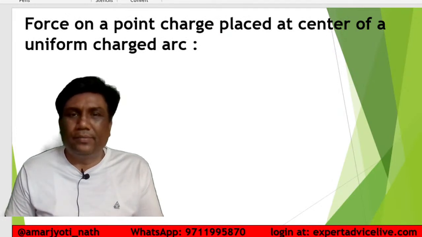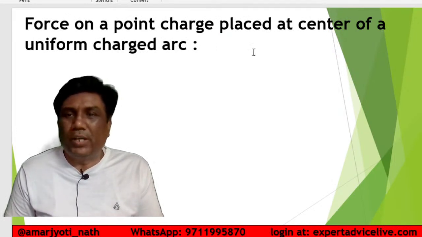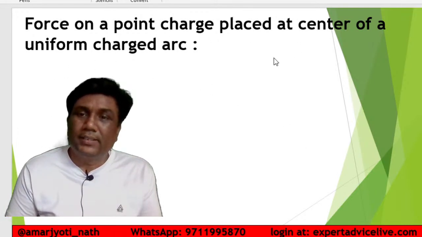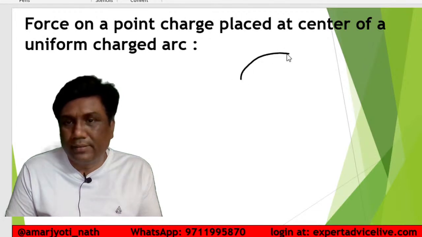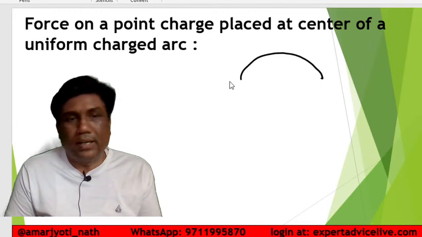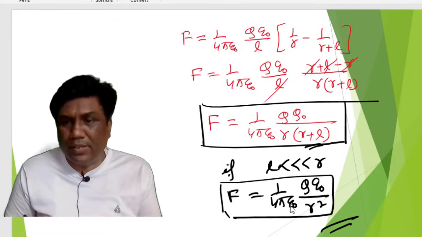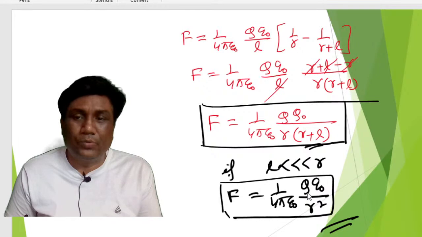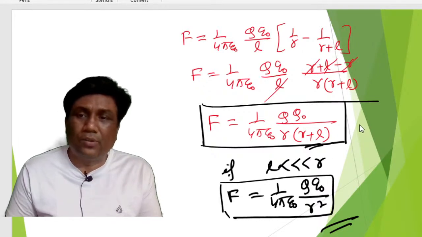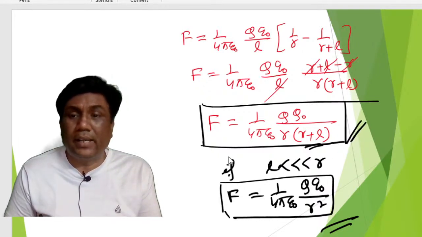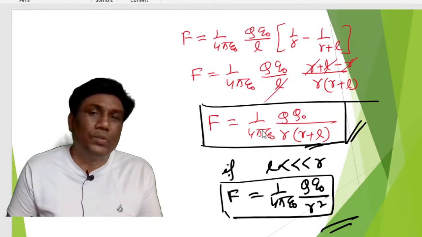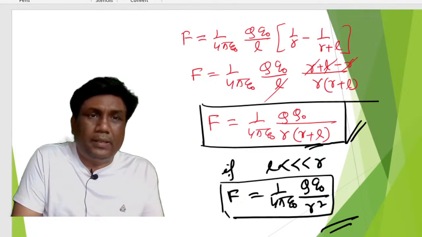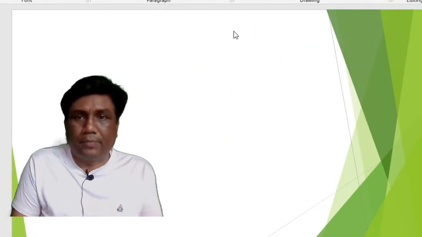Let me try it. The force on a point charge placed at the center of a uniformly charged arc. Say this is the arc. Even in the previous question, one more thing: this expression can be written in terms of lambda also, charge per unit length format. So we should learn that expression also. Let me write that part also.